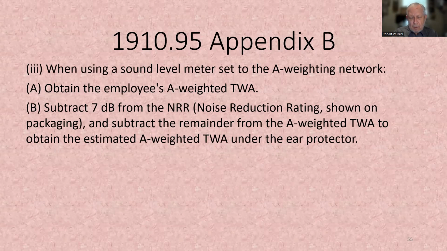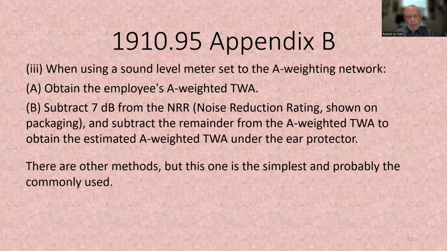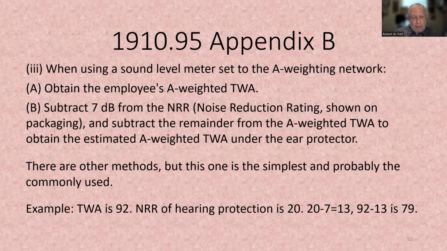So you take the NRR, the noise reduction rating, of that piece of equipment, your plugs, muffs, or whatever, and then you deduct 7 from that because they're saying, well, yeah, they're not going to be that good. And then you find out what the noise level is, and you deduct that NRR minus 7 from that, and that's going to tell you what the noise should be under that ear protector. That's what they're hearing. That's the noise getting to their ear. There are many other methods, but this is the simplest and probably the most commonly used. So an example, here you go. TWA is 92, NRR of the hearing protector is 20, so 20 minus 7 is 13, so 92 minus 13 is 79.